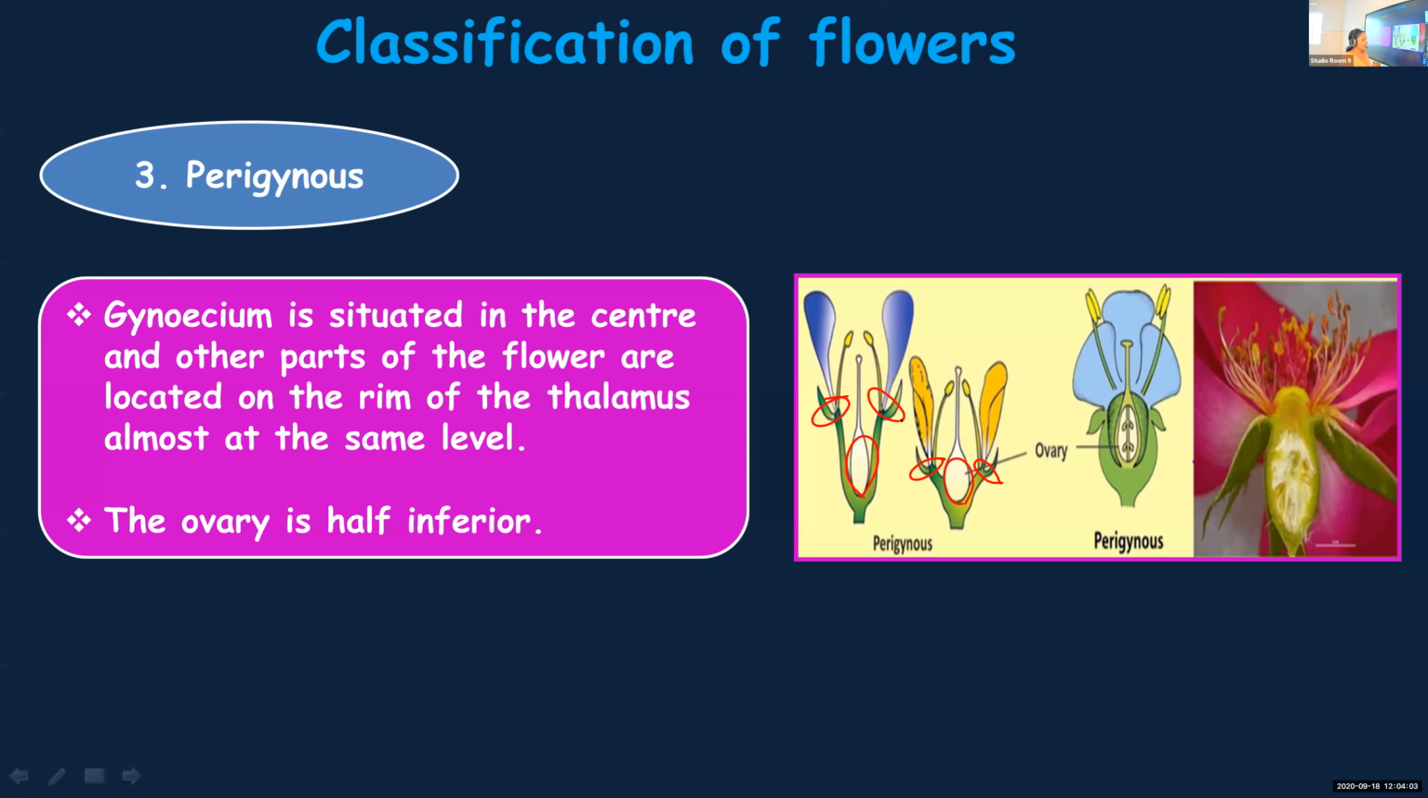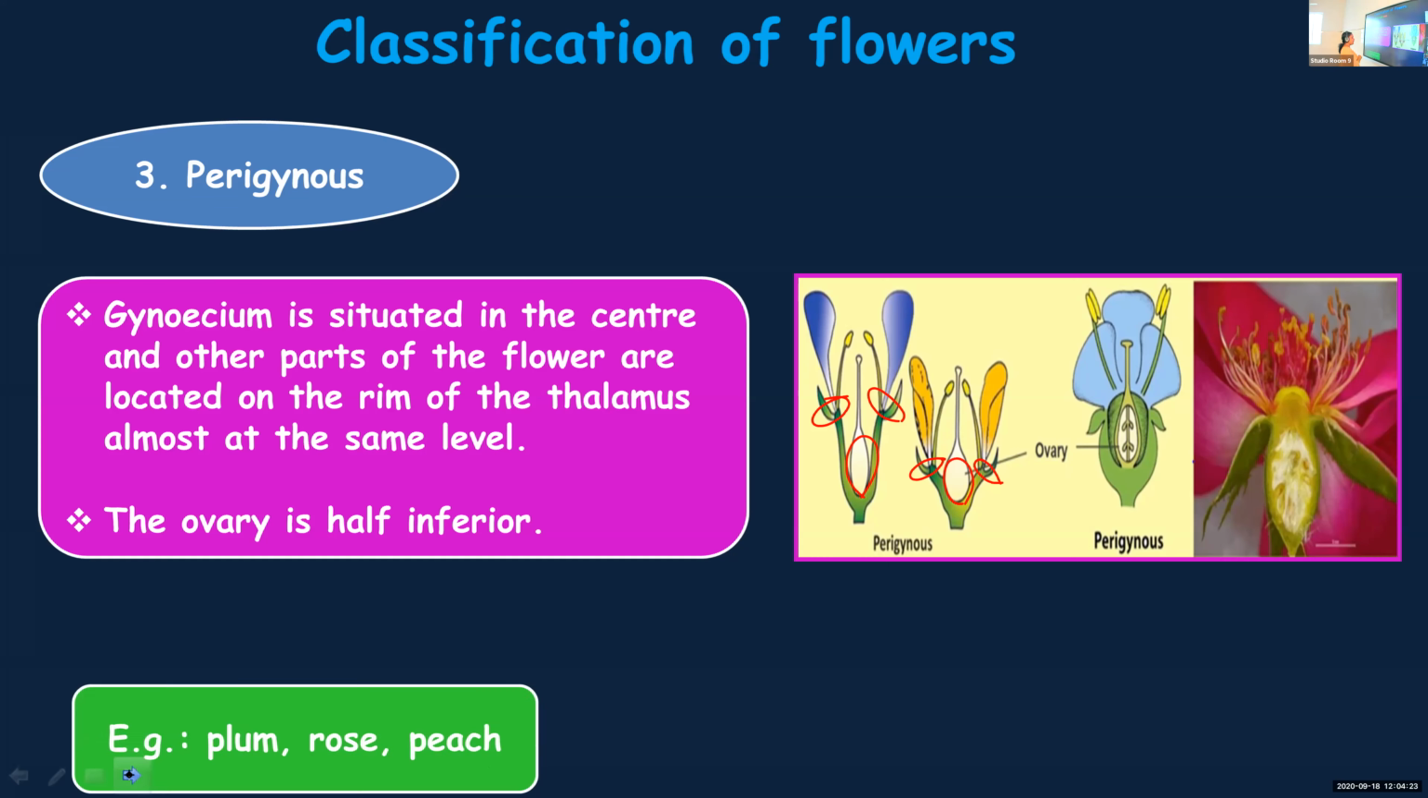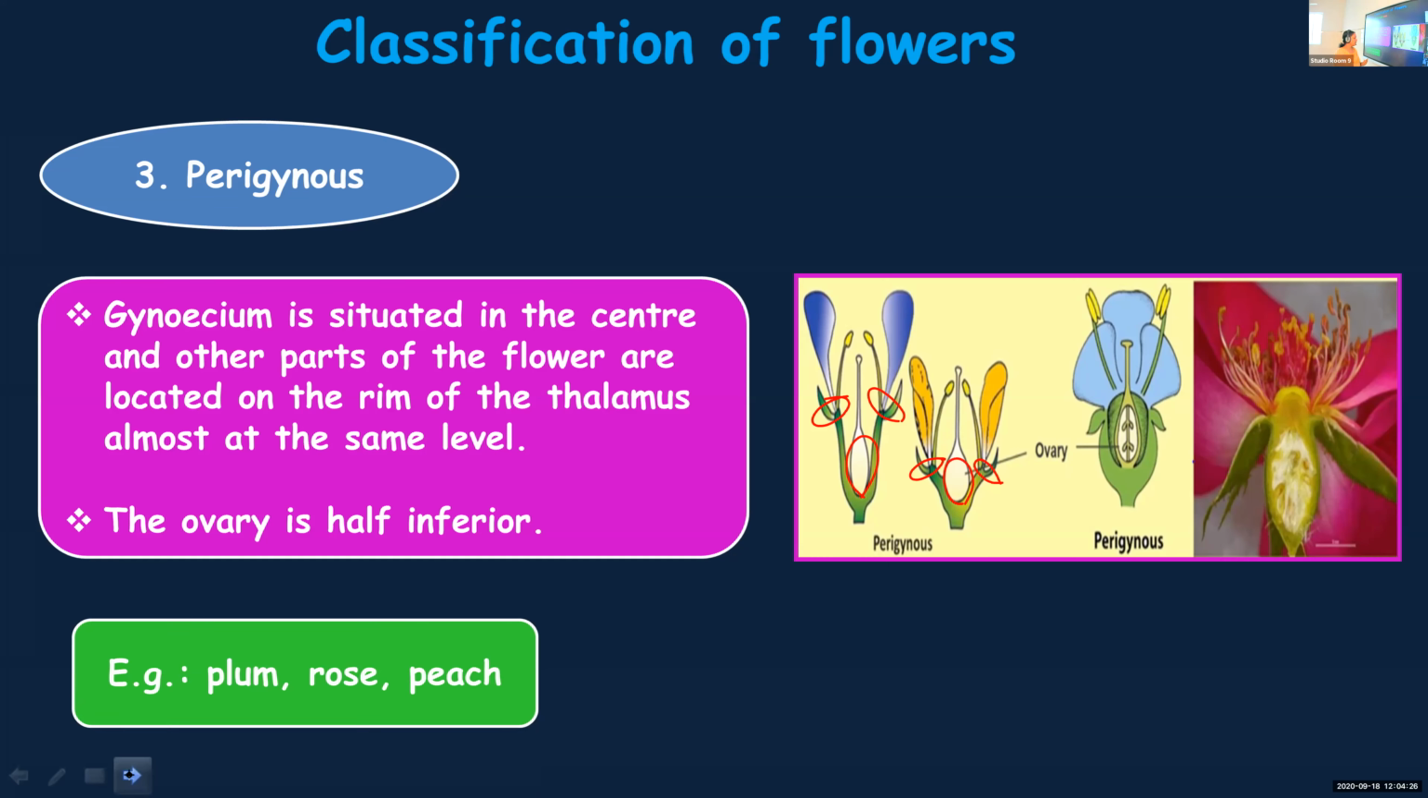All of them are arranged more or less at the same level and the ovary occupies the center position. But still it is a little lower than the other appendages, so it is half inferior. It has a center position, but all the other appendages you can find almost at the same level at the rim of the thalamus. So that is perigynous flowers. Examples: plum, peach, rose, all those have perigynous flowers.